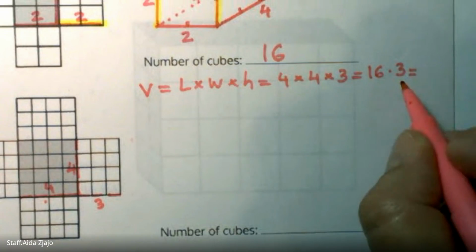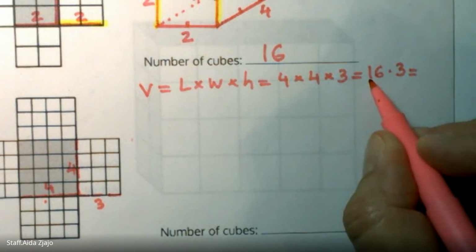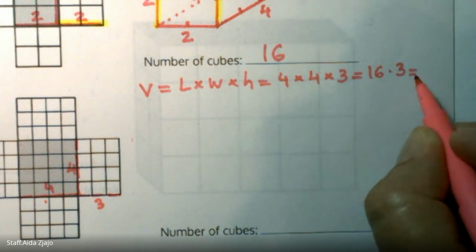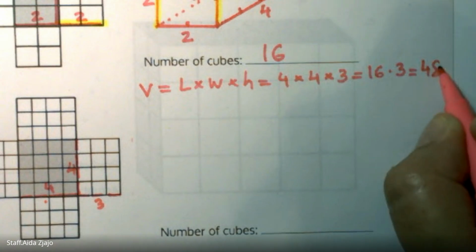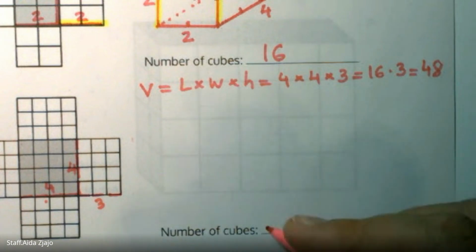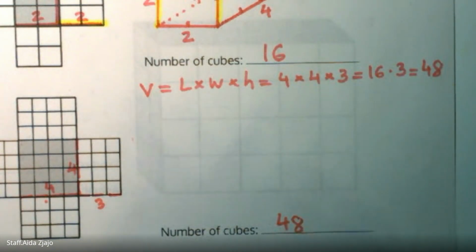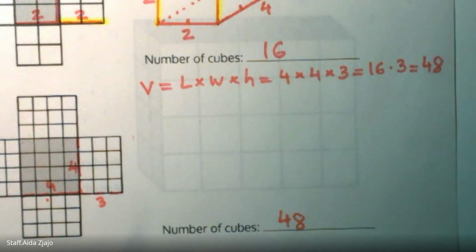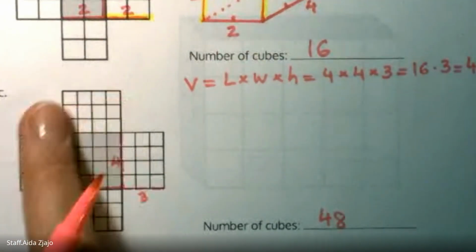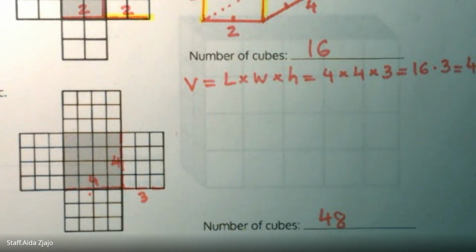We can decompose: 3 times 10 is 30. 3 times 6 is 18. So 30 plus 18 is 48. So it's 48 cubic units. We'll need 48 cubes to create this prism. That net is this.